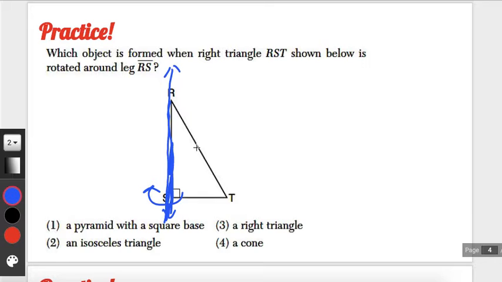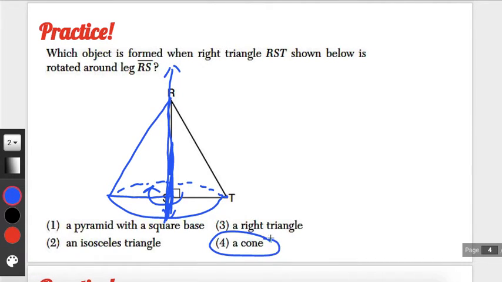Based on what we mentioned before, we are going to have a cone. It looks like this, right? I'm going to finish the drawing. So it's very easy to say it's actually a cone. Based on all the choices here, we know a cone should be the right answer. This is what happens when we rotate a right triangle along its leg.